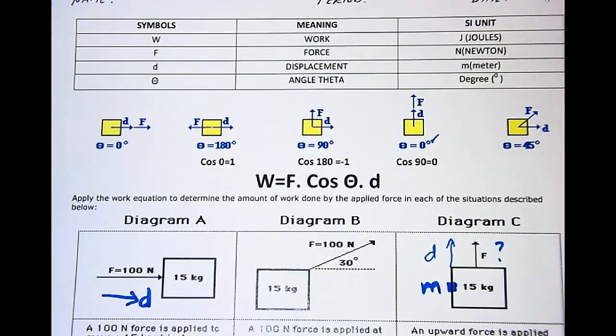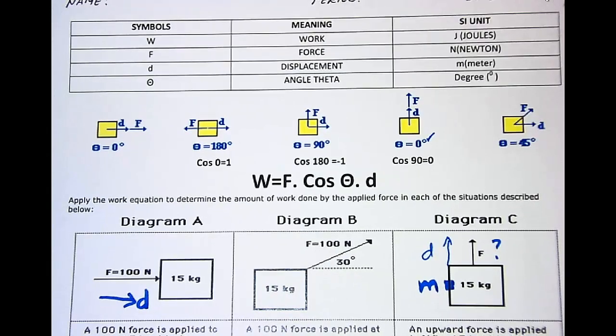Quick review. For our symbols in this chapter, we have capital W, which is work, and your SI unit would be in joules. You can just write capital J. Notice that that's similar to the unit for energy. Force is capital F. The unit is in newtons or capital N. Small letter d is displacement. Sometimes it's written as distance or height in your problem solving, and it is measured in meters.